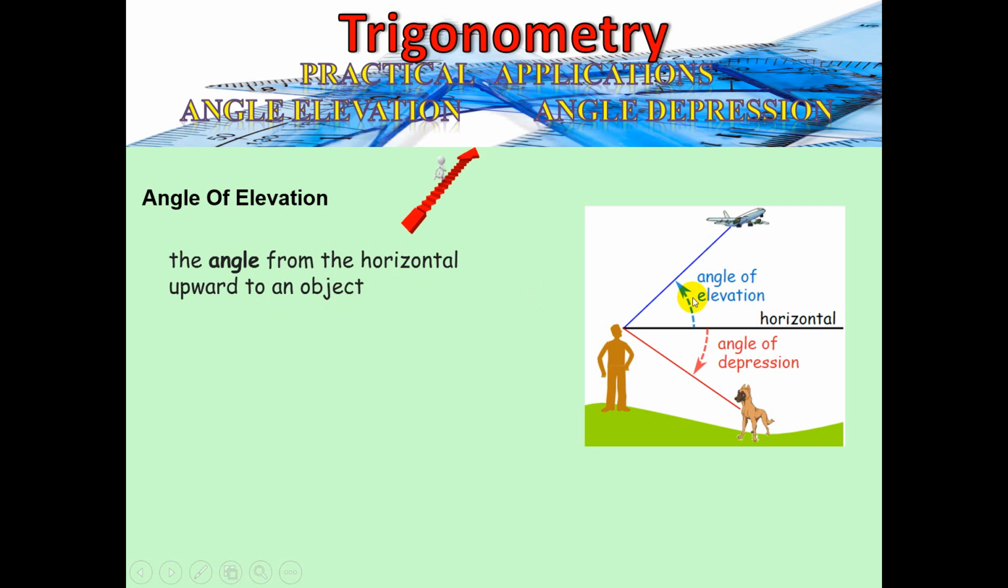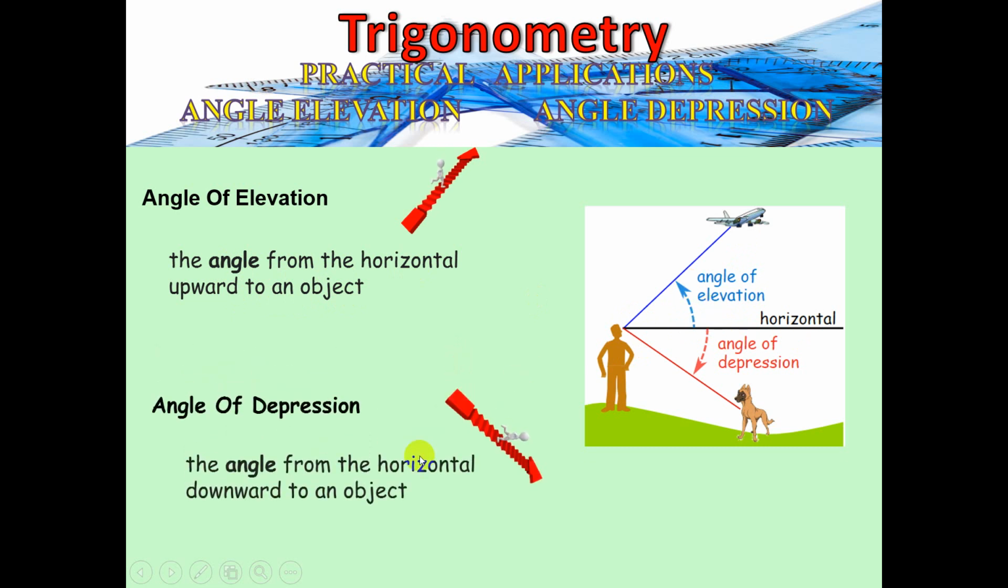And if we look at the picture, there's our horizontal, and now looking at the aeroplane, this forms the angle of elevation. The angle of depression is the angle from the horizontal downward to an object. Looking at the picture, we'll look at a man looking at the dog. So from the horizontal, the angle of depression is formed to the dog. We're going to look at some examples.